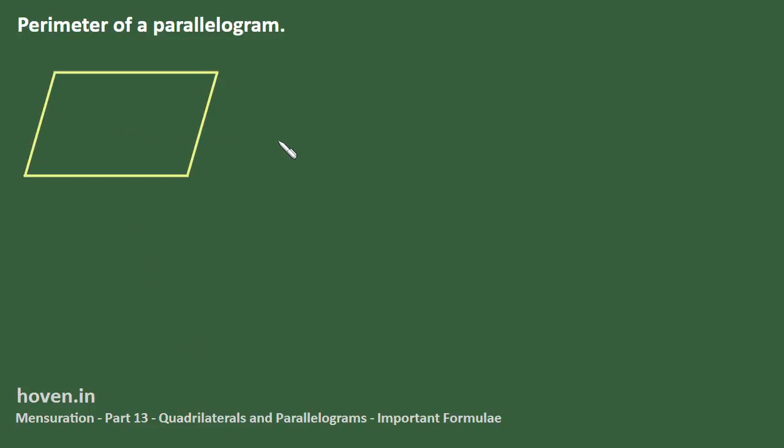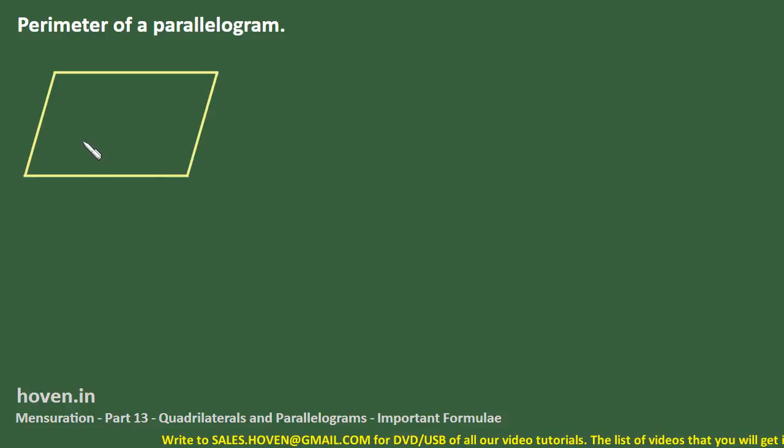We shall take up the perimeter and area of parallelograms and quadrilaterals. We shall be discussing various aspects, the various ways in which we can write the area of a parallelogram. But right now, let us see what is the formula for the perimeter of a parallelogram.